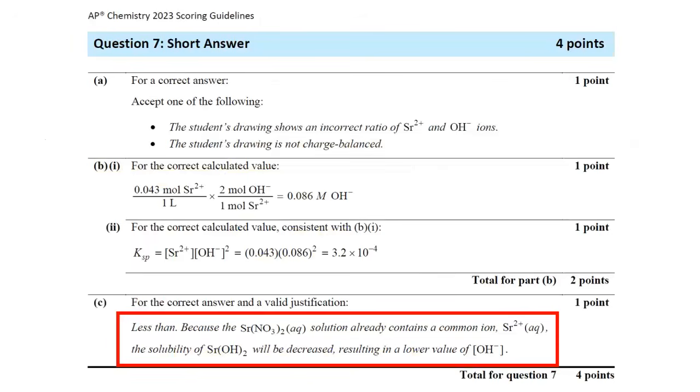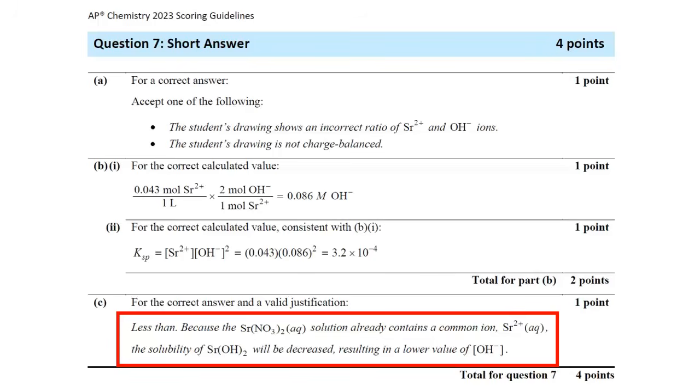Here, on this slide, you can see the official scoring guidelines for question 7 from the 2023 AP Chemistry exam. And so for part C, it says less than, again, that was the answer, because the strontium nitrate solution already contains a common ion. In other words, there are already strontium ions present in the solution. The solubility of the strontium hydroxide will be decreased, resulting in a lower value for the concentration of the hydroxide ion.